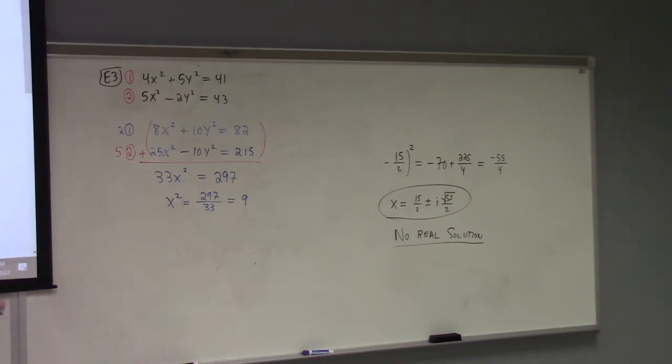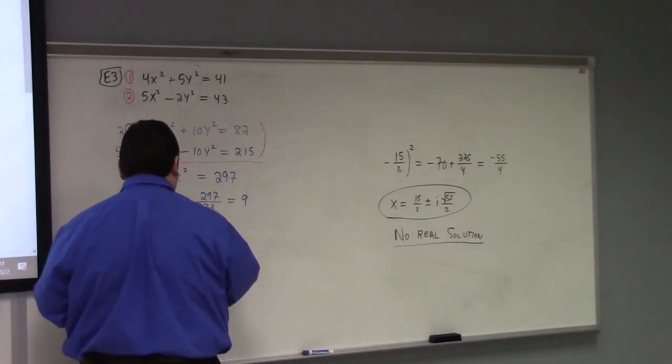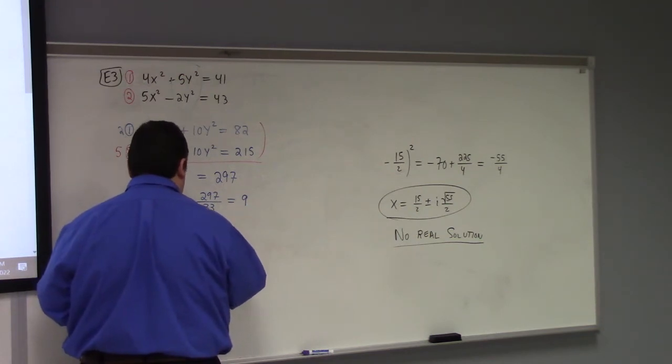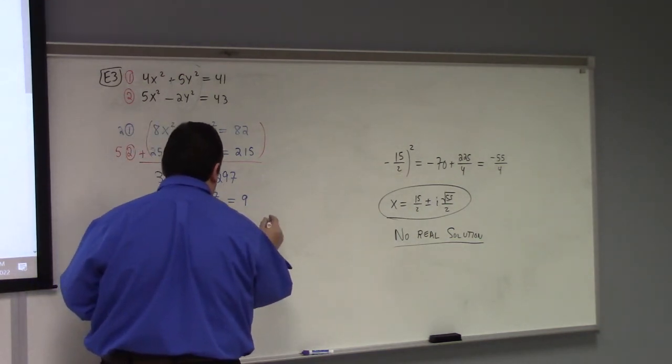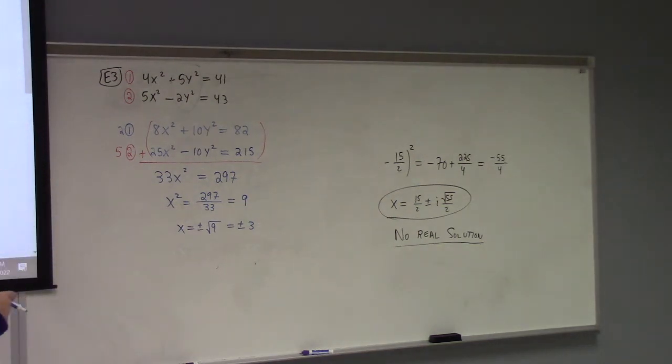So then what's x equal to? So x is equal to plus or minus the square root of 9, also known as plus or minus 3, right? And if x is plus or minus 3, what is y?